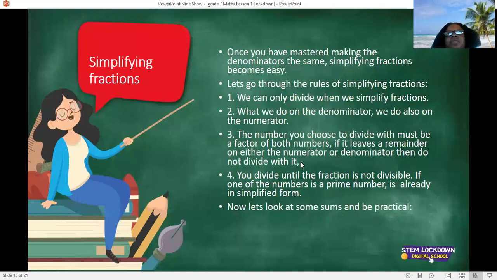So the number has to be a factor of both the numerator and the denominator, and you cannot have a remainder on fractions. So you cannot say 2/3 and then decide to divide by 2, and then you divide 2 by 2, you get 1. You divide 3 by 2, you get 1 remainder 1, and you write your answer there, 1 remainder 1. No, it does not happen. The number that you divide with has to be a factor of both the numerator and the denominator.